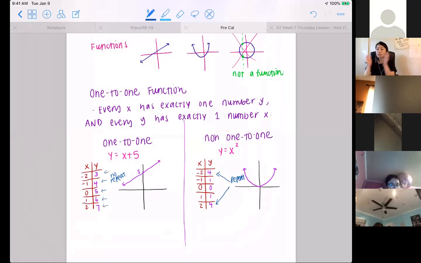So you have to have an x with exactly one y, and no repeating x, no repeating y.